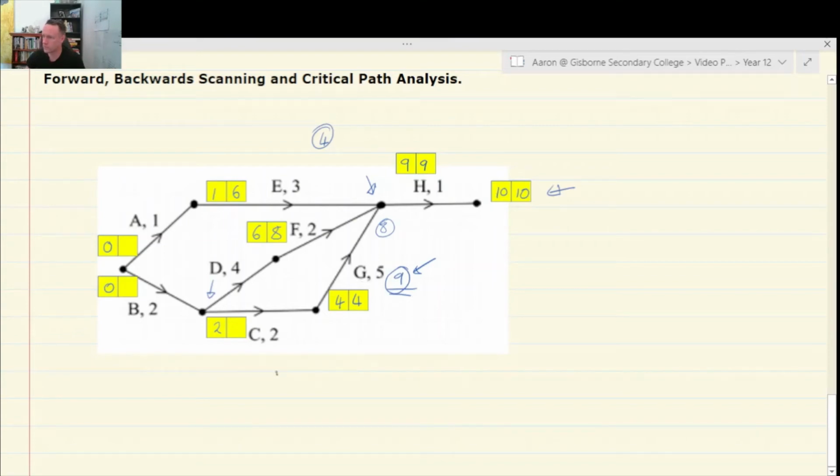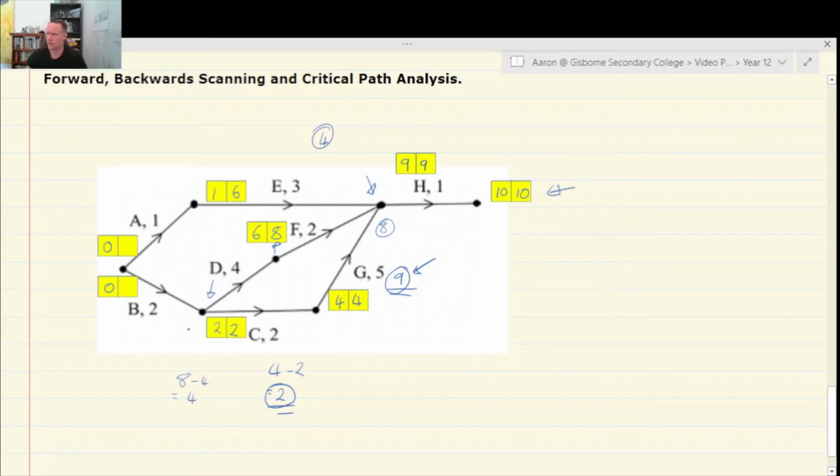4 take 2 equals 2 hours, and 8 take 4 is 4 hours. So what we want to do when we're backward scanning, we want to take the lowest number for the start time. Okay, so forward scanning, we take the highest number as we did over when we got to H. Backward scanning, we take the lowest number. So we're going to take the 4 take 2. All right, so that's 2 there.